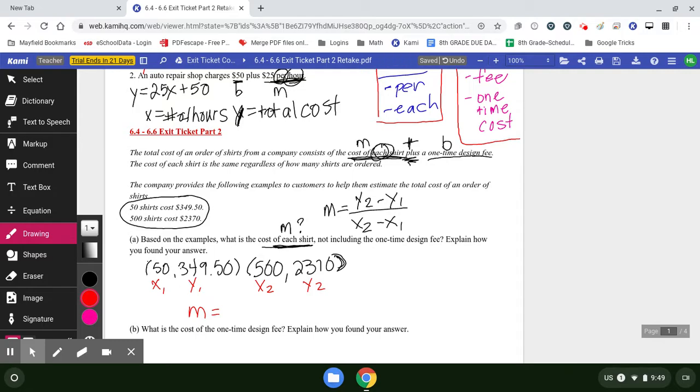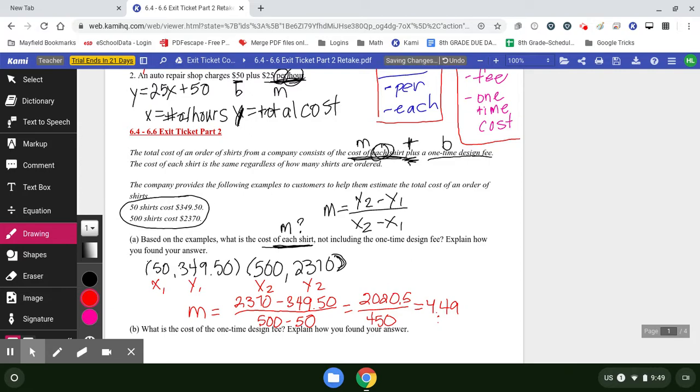Okay. So I'm going to do Y2, 2,370 minus Y1, 349.50 over X2, 500 minus X1, 50. Now I'm just going to do the subtraction. We get 2020.5 over 450. Okay. And then from there, I can divide those, and I end up with 4.49.